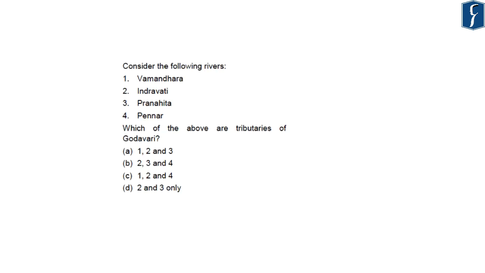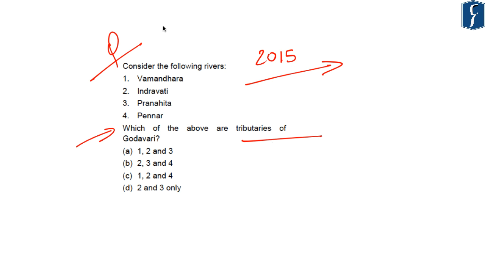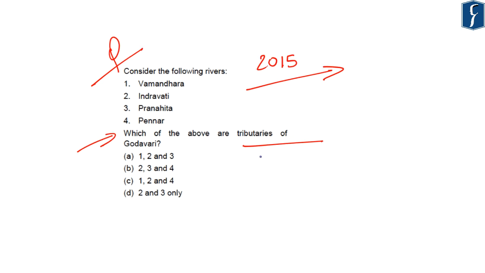Now look at this particular question asked by UPSC in the prelims of 2015. The question was, consider the following rivers: Vamsadhara, Indravati, Pranhita and Pennar. Which of the above are tributaries of Godavari? So in this regard, you need to know about Godavari as it is a very important river of India.